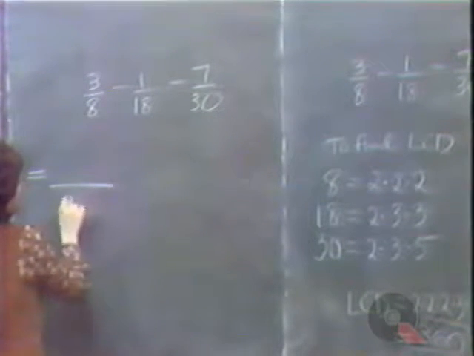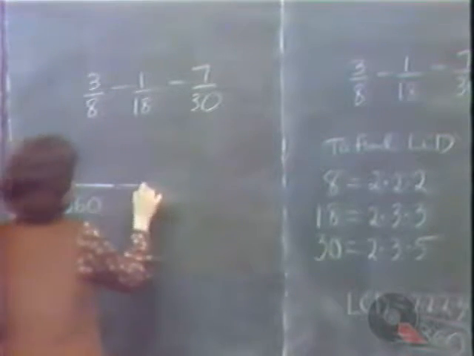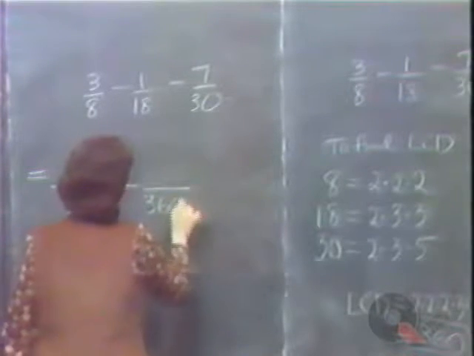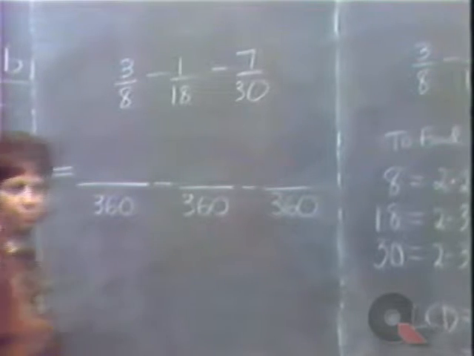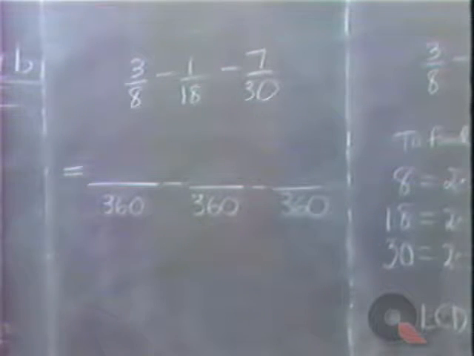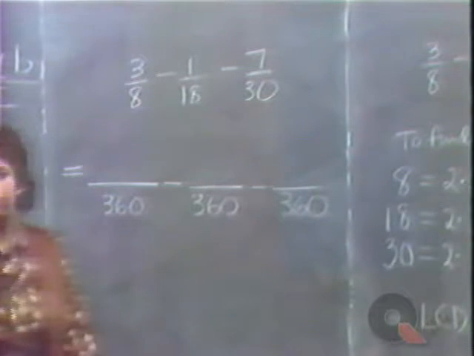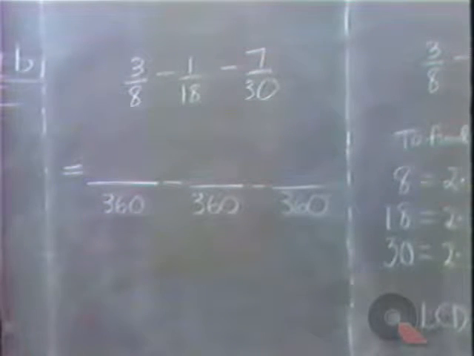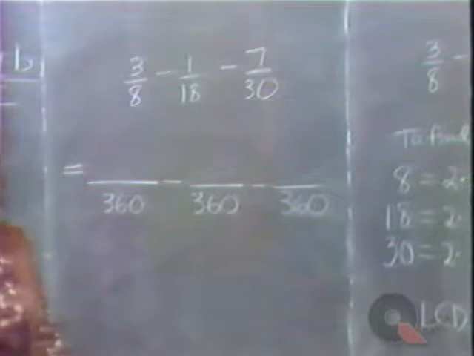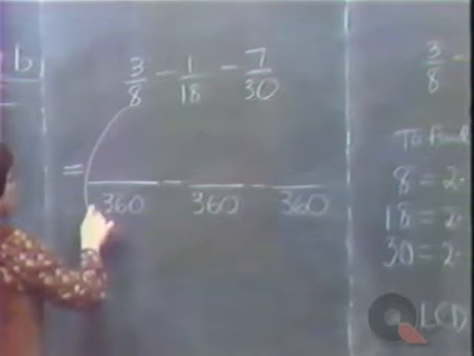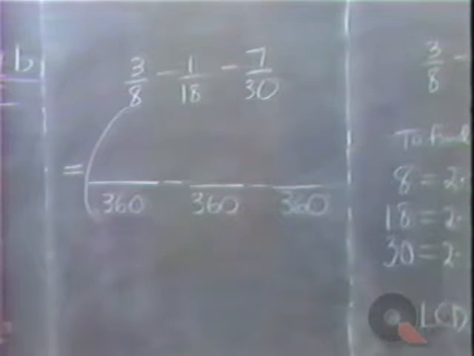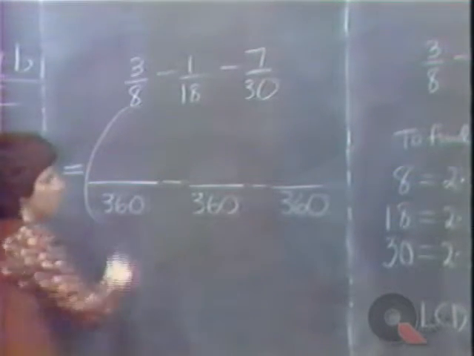I am looking to build fractions equivalent to these, all having denominator 360, which I know I can do. Remember, if you're going to do something to a denominator, you have to do the same thing to a numerator. Whatever you multiply the denominator by, you must also multiply the numerator to get an equivalent fraction. The first thing you do is say, how do I go from 8 to 360? 8 times what gives me 360?